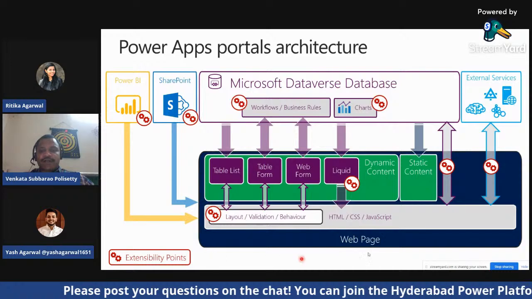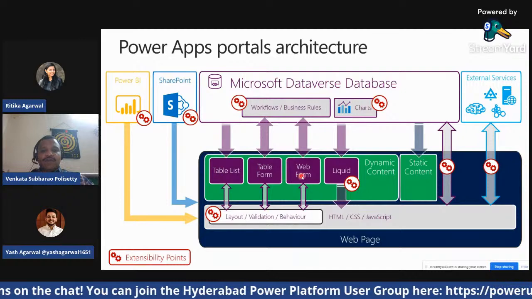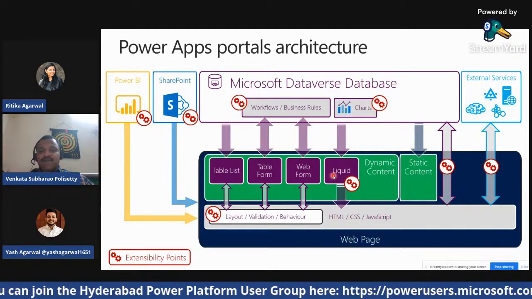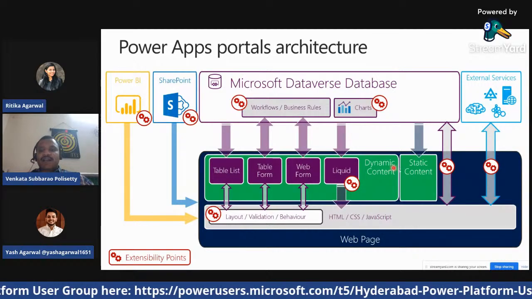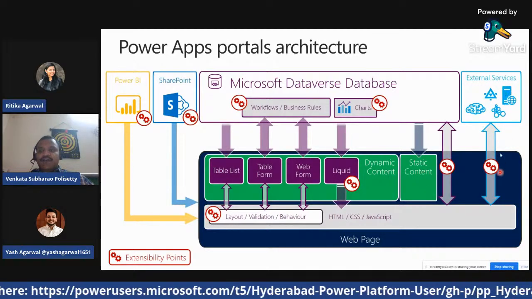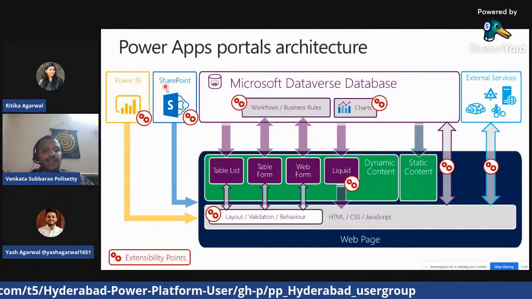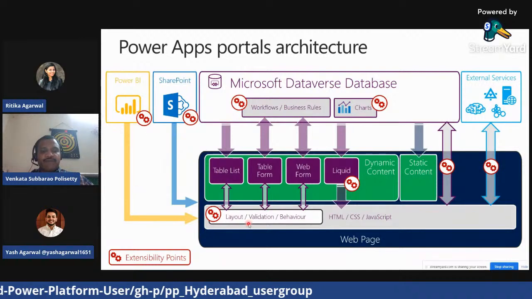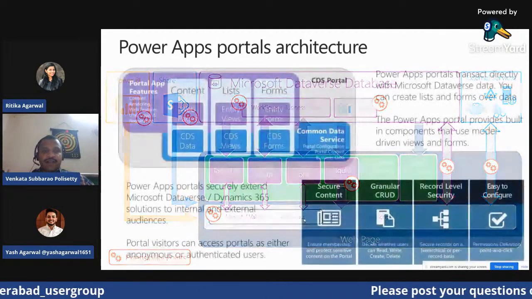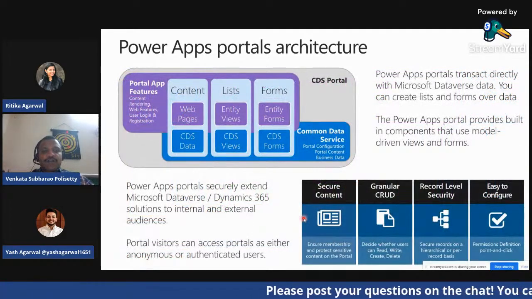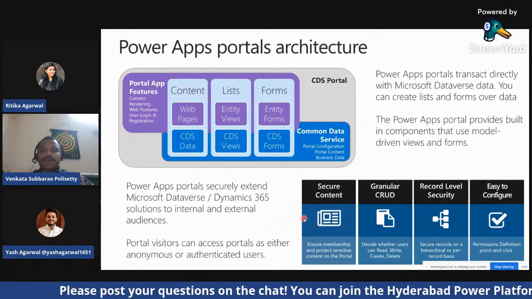So this web page that you are seeing is nothing but a portal which will have table lists, table forms, web forms, and liquid templates, which is the liquid syntax that you have to use, and the dynamic content and the static content, where you can integrate with external sources, communicate with the Dataverse database, integrate with SharePoint, and use Power BI for validation, all these things, and also the extensible points that are present. So this is a typical Power Apps portal architecture.